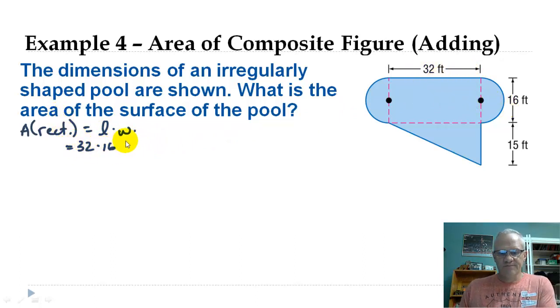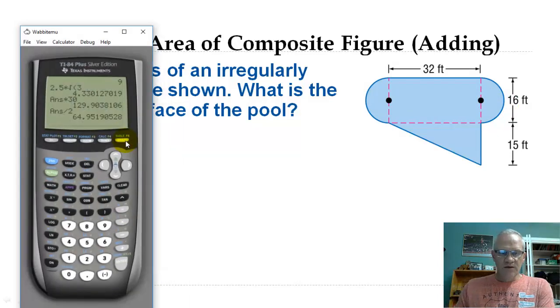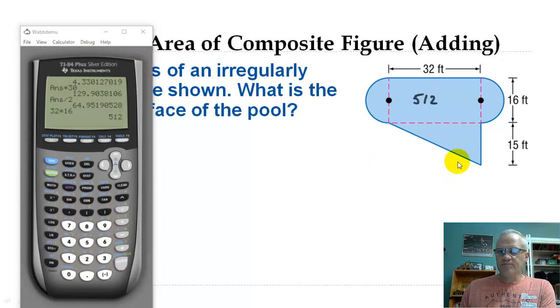32 times 16. Wow, okay, it looks like that's 512. So I'm going to just go ahead and write it in here. The area of just this rectangle that's outlined by these dotted lines here, just that part, is 512.